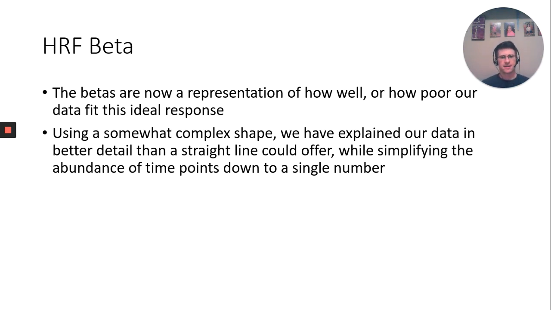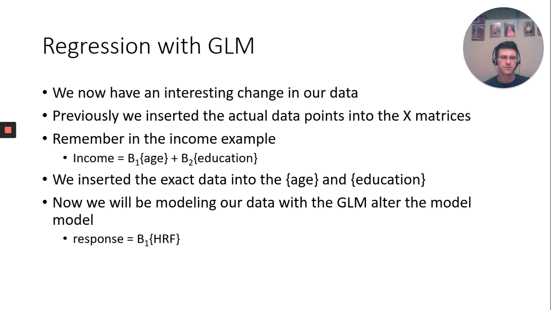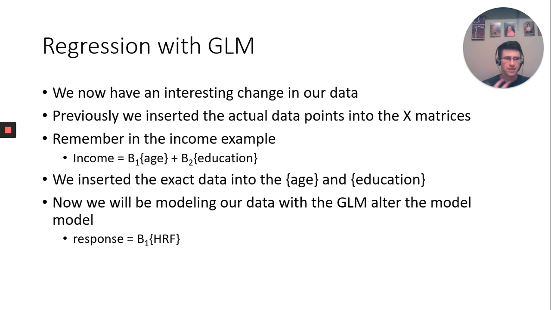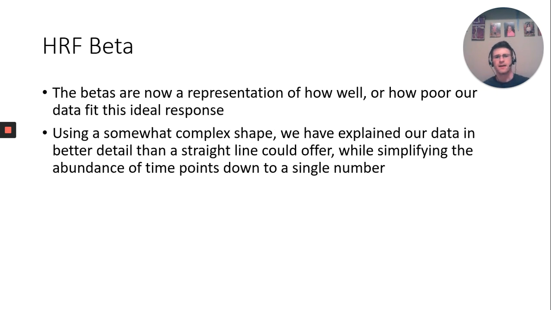So what this does is kind of interesting. We use a fairly complex shape. It has several parameters. I don't know if you saw that in the last one, but you can see parameters 1, 2, 3, 4, 5, 6, 7. There are 7 parameters here, and again, I'm using parameters as a fairly broad term. But there are 7 variations, things that I can vary in this function, and it changes the shape. We use a somewhat complex shape, but in doing that, it allows us to explain the data in better detail than a straight line could offer, than a mean value could offer, than a variation could offer.